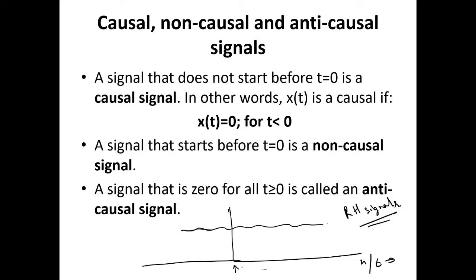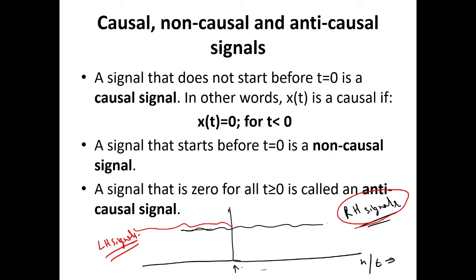Okay. And lastly, we have the anti-causal, which is the anti of the causal. That means we have said that causal signals are right-handed signals. Anti-causal signals are totally left-handed signals. Okay. They only exist in the time region of minus infinity to 0, or less than 0 in fact.